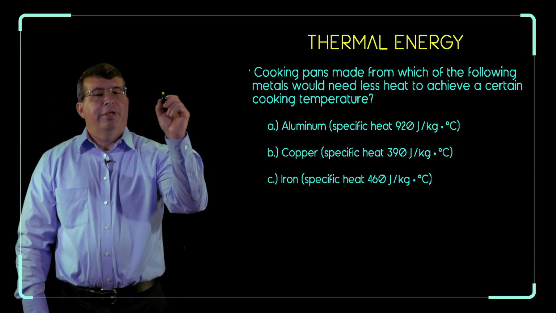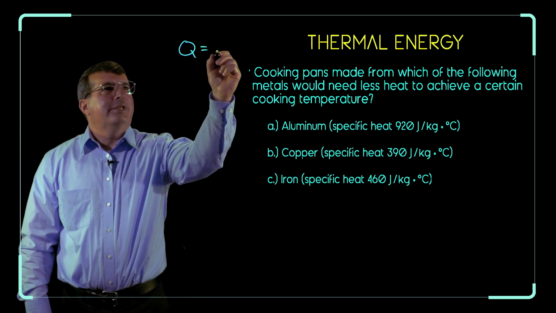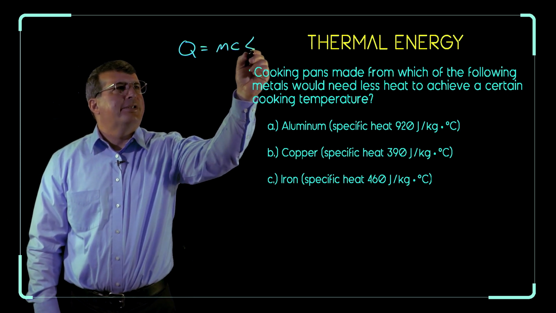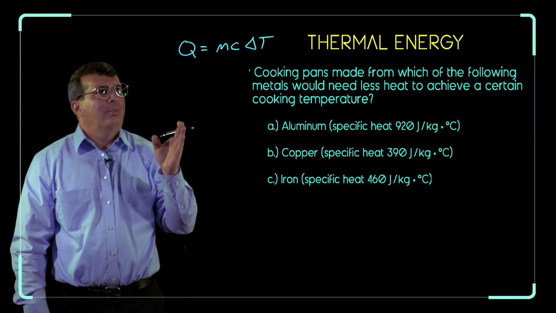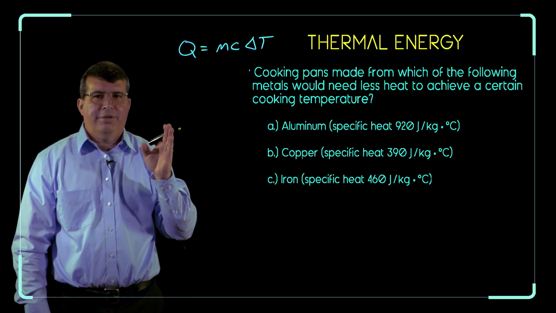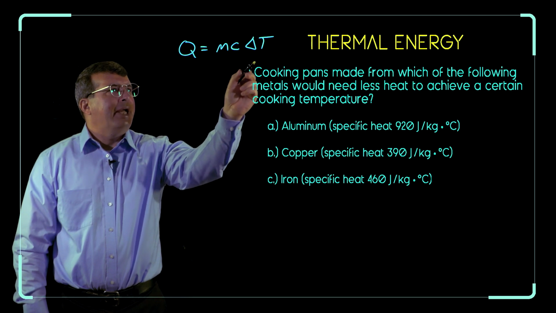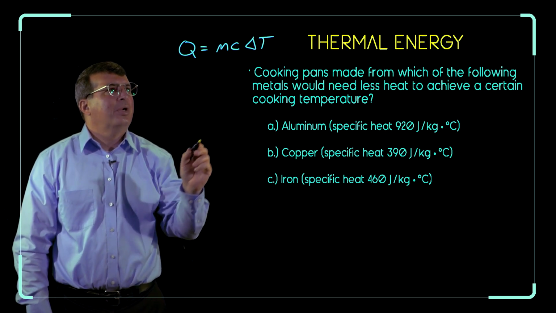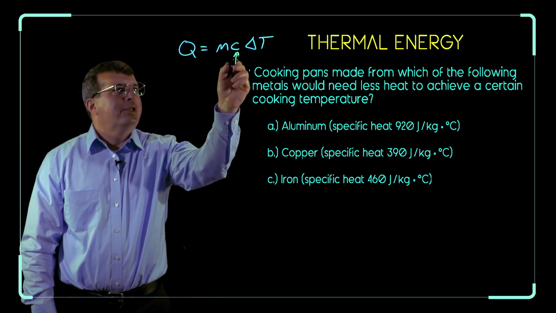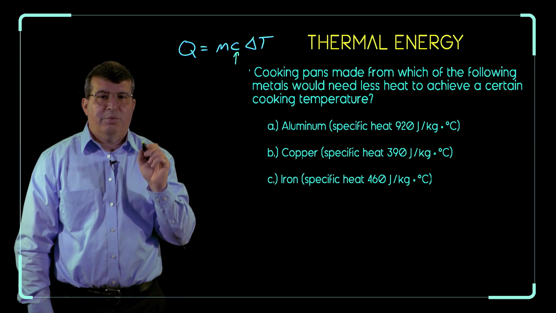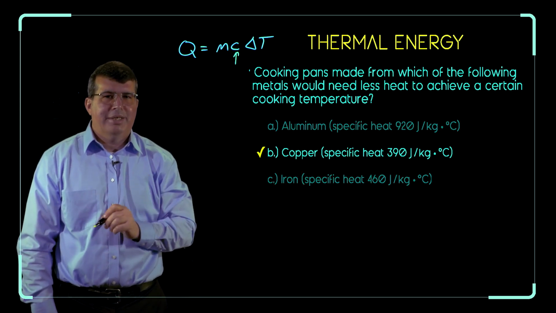Okay, the physics here is that the heat is equal to the mass times the specific heat capacity times the change in temperature. And we are looking for the pan that will need the least heat. Well, if we assume that they have the same mass and we want the same change in temperature, the one that will have the smallest heat is the one that will have the smallest specific heat capacity. So we're looking for the answer with the smallest specific heat capacity, and that is B, copper.